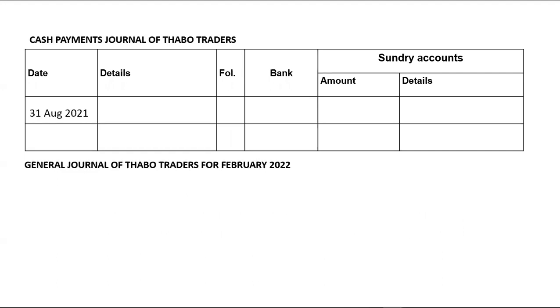Remember, cash payments journals are prepared monthly. For August, the cash payment journal, there will be a transaction that relates to the 31st of August 2021. The amount was paid to SARS, and the bank will have 65,000. The account affected will be an asset account, which is SARS income tax. Because there's no column for it, we're going to put it under sundry details.